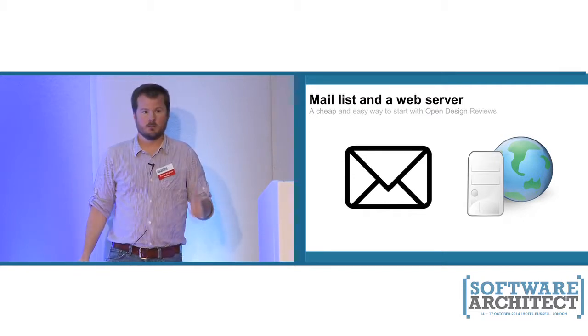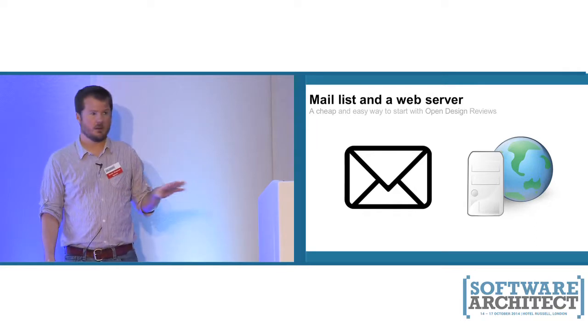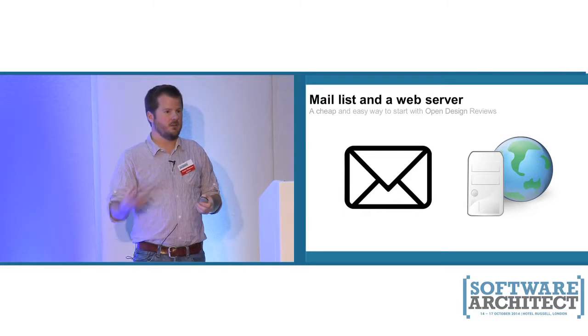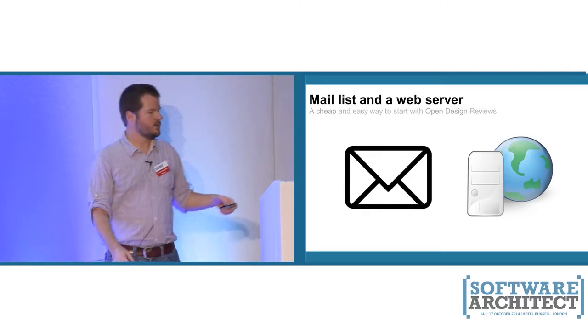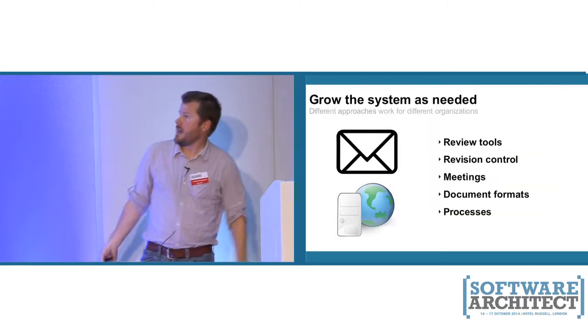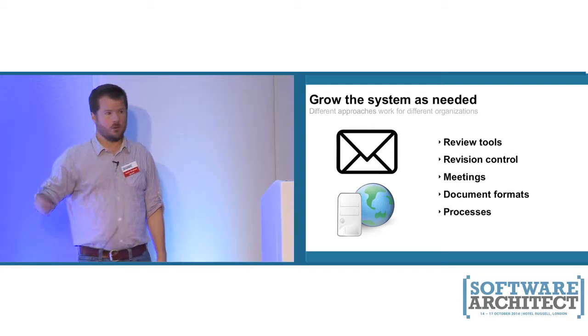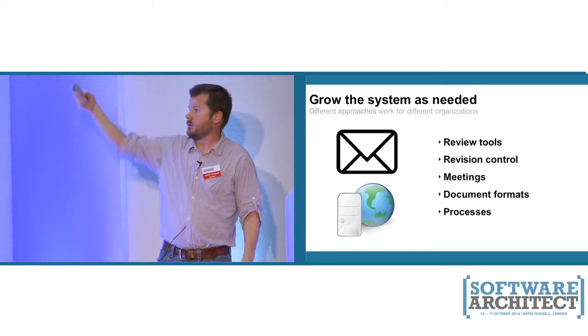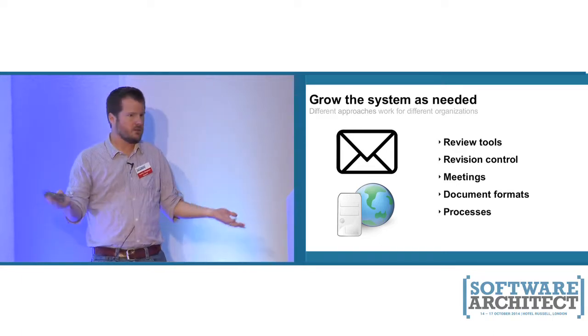And so you can bootstrap a process like this very easily and try it on a small project or maybe a larger design and see if it works for you. And grow it organically as you need. This is the method tailoring end of things. But you can start to add in things like review tools like Gerrit or Code Collaborator, all these other tools that exist. Toss in revision control, which you probably already have, of course, already.